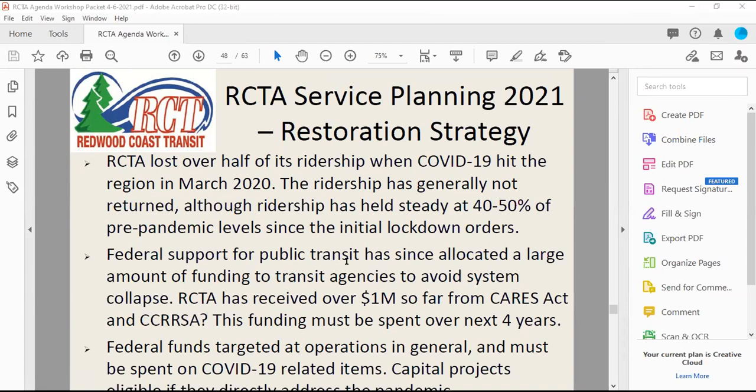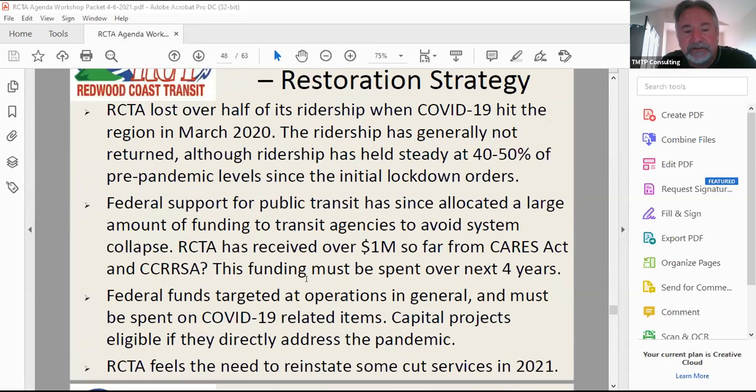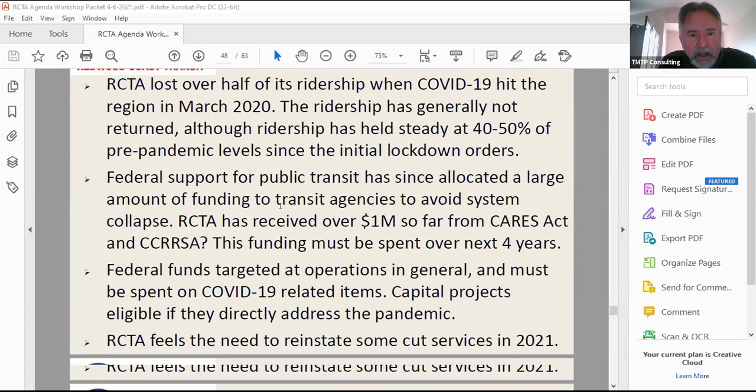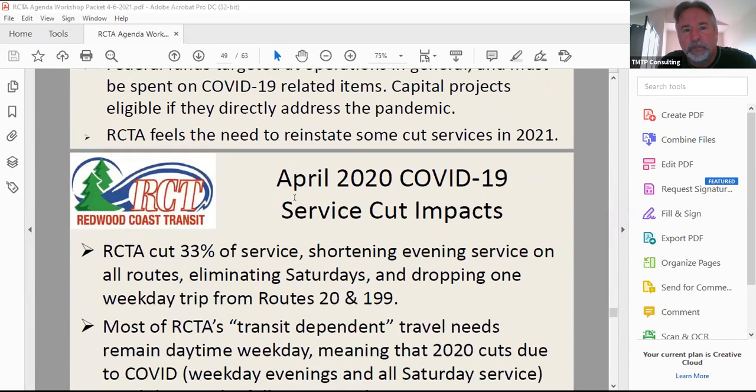And I feel more pressure as your GM to reinstate some service because we have gotten such robust funding that was intended to do just that, keep operations running, even though the feds know demand is in the tank. They want transit agencies to be running so that the services are attractive and ready when people are ready to come back to the bus. So here we are. We do feel the need to reinstate some cuts, but let's walk into that.